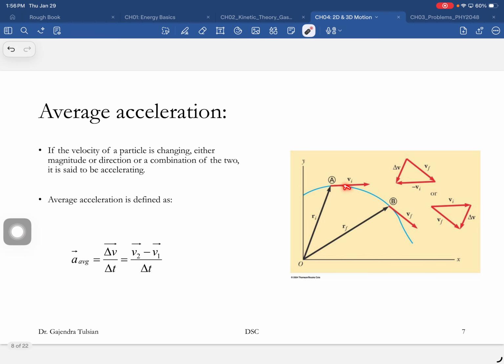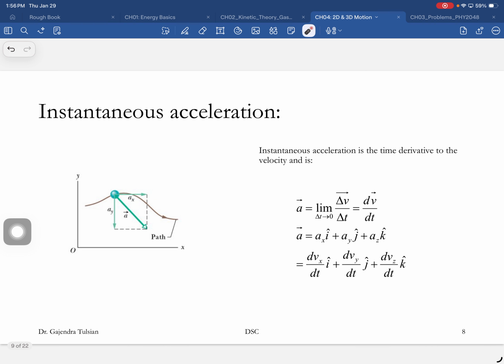All right, so here's what you want to remember. You have acceleration whenever your velocity changes. Your velocity can change by its speed changing. The speed change gives you acceleration tangent to the path, and the direction change gives you an acceleration perpendicular to the path. All right, so acceleration is dv by dt. The x component of the acceleration is that, y component is that, z component is that.